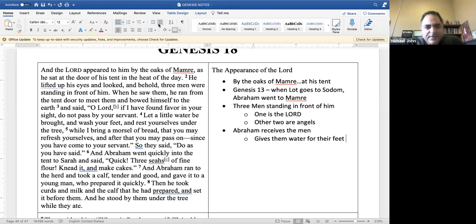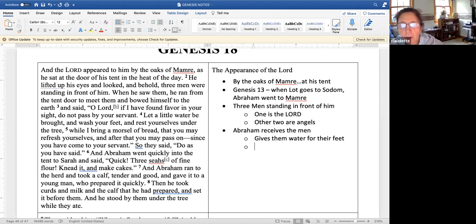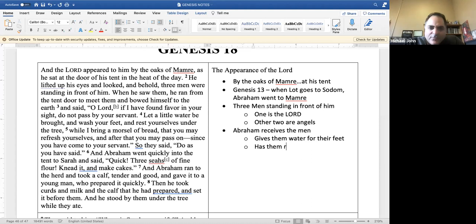But he gives them water for their feet, and what else does he do? Tells them to rest themselves. And then he was going to bring them food. And brings them food. This is really interesting. What is this saying here about the way the Lord appears now? This is kind of shocking.